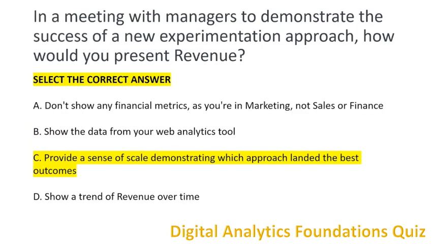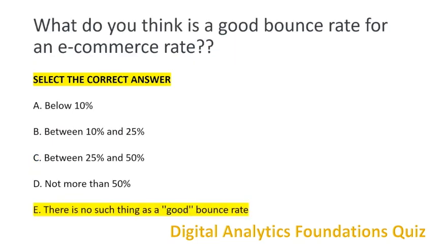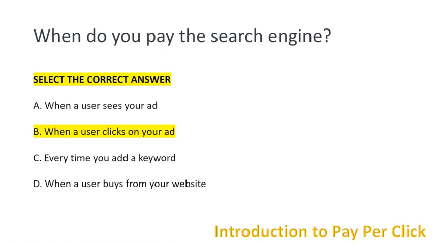In a meeting with managers to demonstrate the success of a new experimentation approach, how would you present revenue? C. Provide a sense of scale demonstrating which approach landed the best outcomes. What do you think is a good bounce rate for an e-commerce site? E. There is no such thing as a good bounce rate. When do you pay the search engine? B. When a user clicks on your ad.